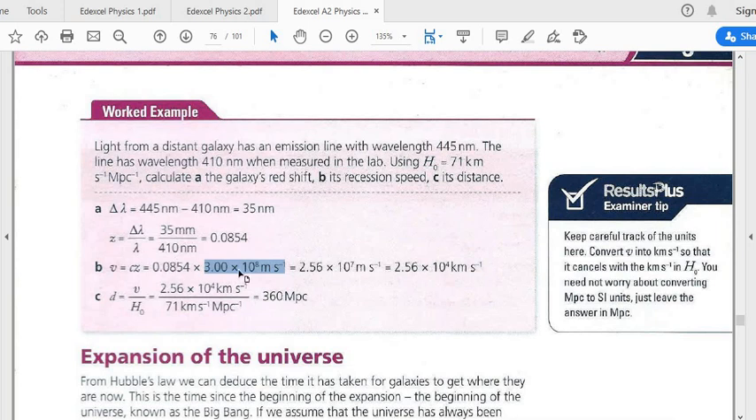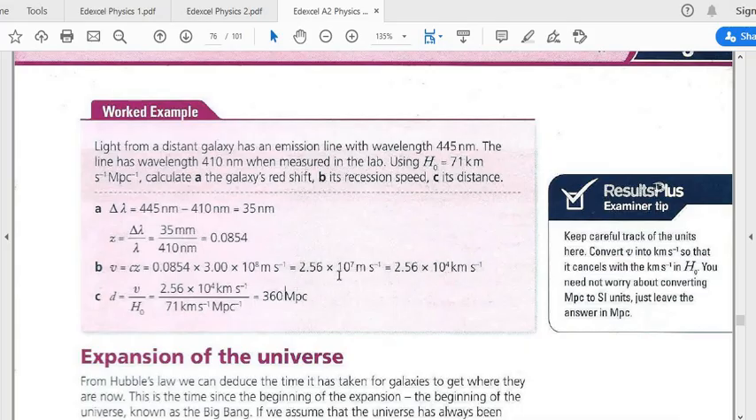Okay, so actually they should have written this first and written this second because it's in this order. So C is the speed of light, Z is the amount of redshift, which we found in the previous part. That is what you see here. Then we get 2.56 into 10 to the power 7 meters per second, which is in kilometers per second.